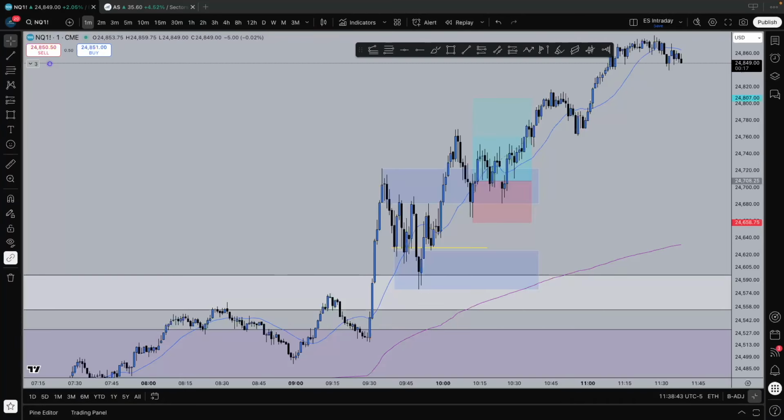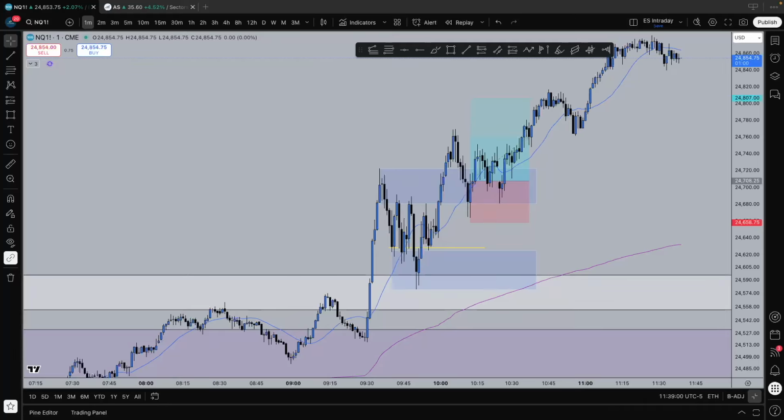And the thing about any one of these types of setups is that they can work in the right environments. Some environments are better for range-based mean reversion type strategies, and then some types of environments are more favorable towards break and retest type strategies. And today was the latter, and I want to go over why.